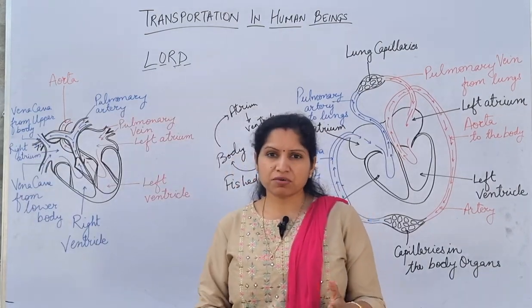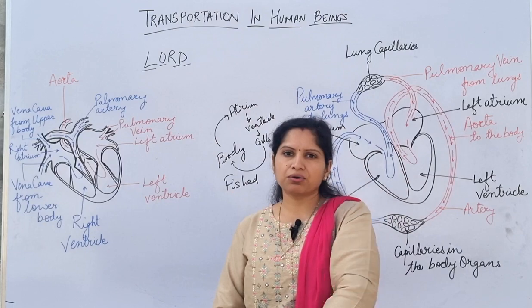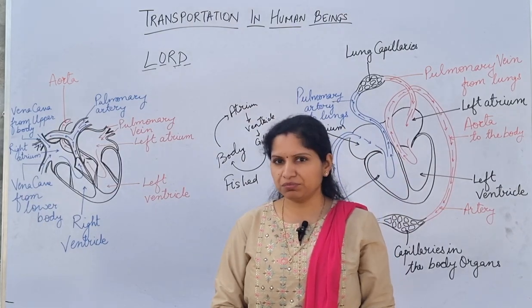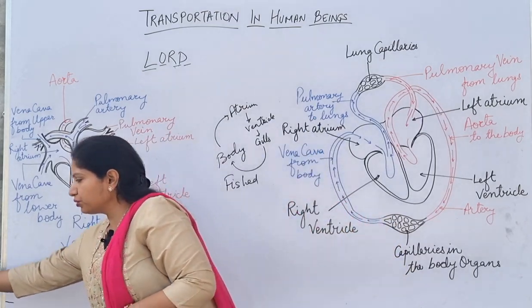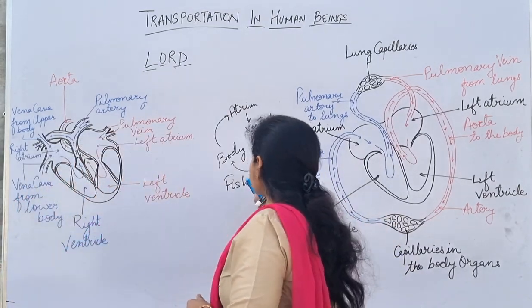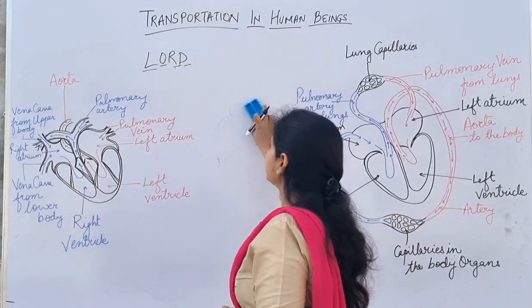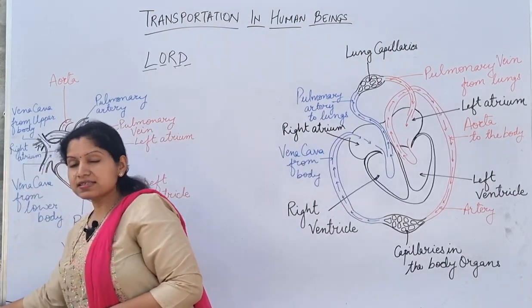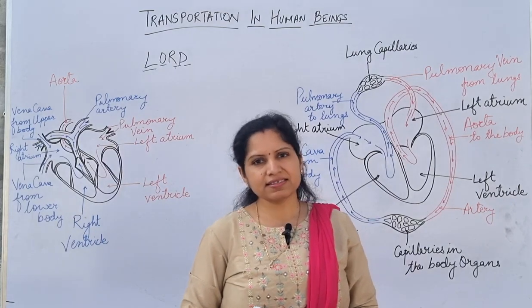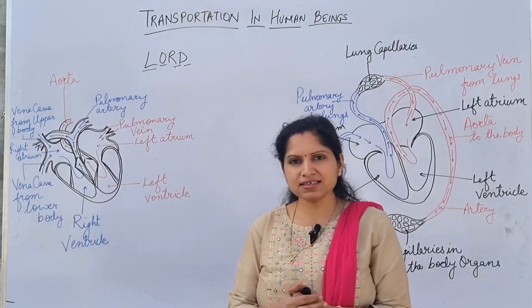So that was about double circulation, and that was about the circulation of blood in human beings. Okay, now in the transportation system only, you could be asked about some other questions as well, that is about blood pressure, about arteries, veins, platelets and lymph. Now let's discuss that.